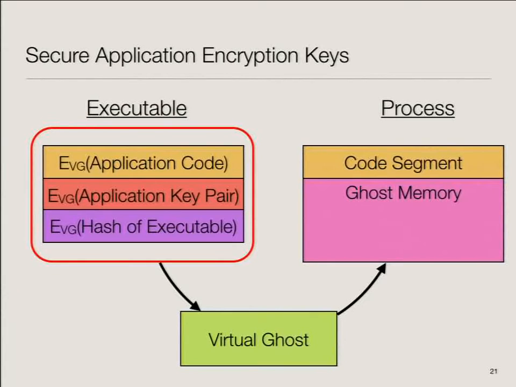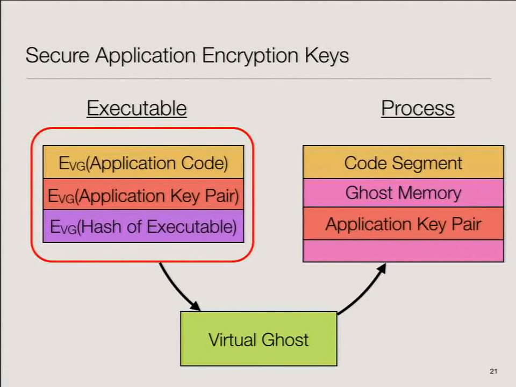If it hasn't been tampered with, then Virtual Ghost will set up the code segment, as we talked about a few slides ago, and then it'll decrypt the application key pair and put that into ghost memory. In this way, the operating system kernel is never involved in getting that application key pair out of the executable and into the process's ghost memory. It's not involved in that process, and so as a result, it cannot corrupt that process.